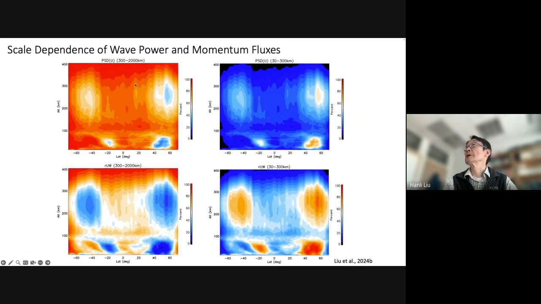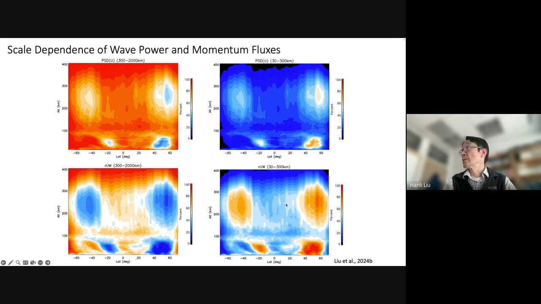This is another look. This is the relative contribution to energy density from large scales and smaller scales, and then the relative contribution to the momentum flux from large scales and smaller scales. It's all percentage. For energy density, the large scales are pretty dominating. Most places it's over 80%. There are some places at high latitude where the smaller scale plays a bigger role, but in general, it's red everywhere.